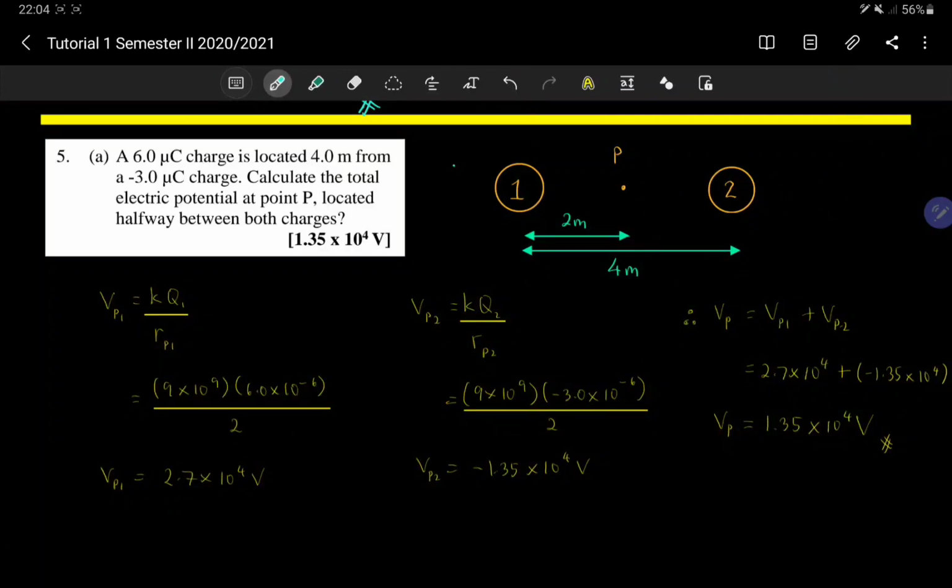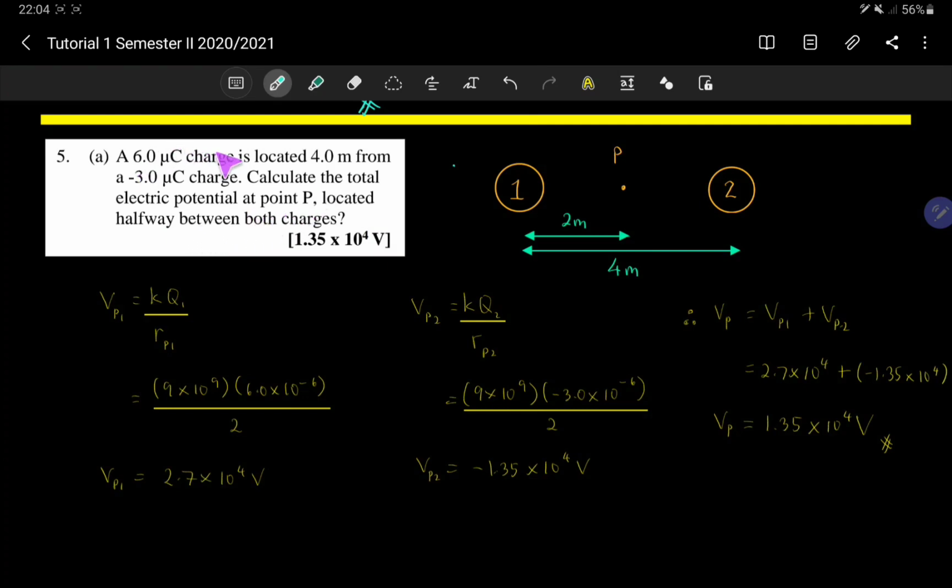Okay guys, so let's continue with question number 5A. Alright, so what do we have now? A 6 microcoulomb charge is located 4 meters from a negative 3 microcoulomb charge. Calculate the total electric potential at point P located halfway between both charges. So the keyword given here is halfway.